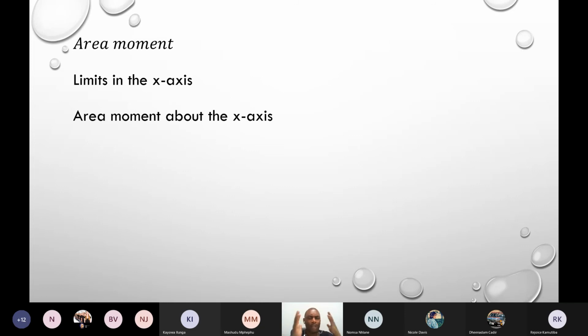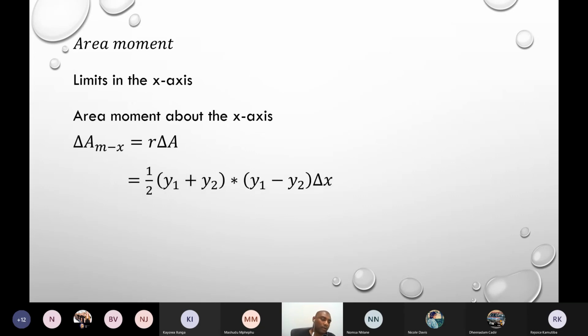Write it down. Where are my limits? In the x-axis. What am I looking for? I'm looking for area moment about the x-axis. You write it down, then you put the formula. Remember what we showed: if limits are in the x and area moment about the x, this is what we do. Then if we simplify it, this is what we get. This is what we discussed when we were starting the lesson.